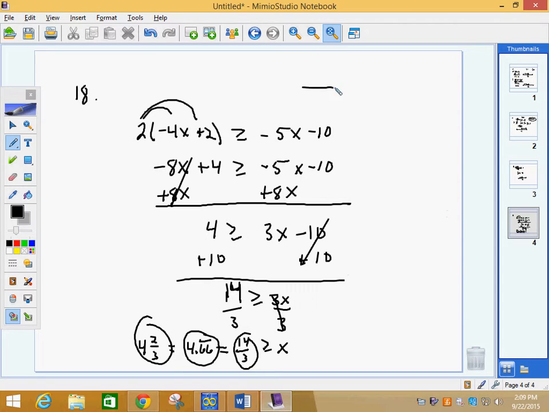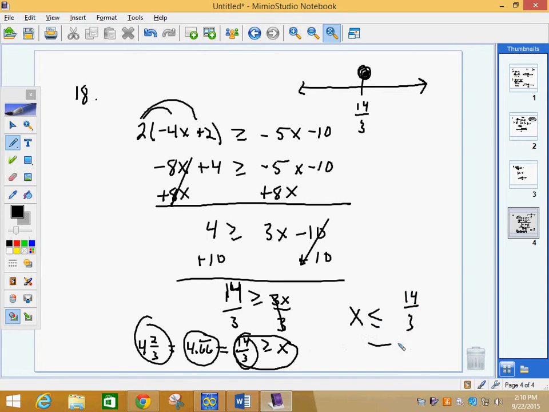So a quick sketch of the graph. I'll use 14/3 as the number. I have a closed circle or filled in circle because of the or equal to. Now notice here that my variable is on the right hand side. I could choose to rewrite it with the variable on the left. That's probably the easiest way to do it. X is less than or equal to 14/3.